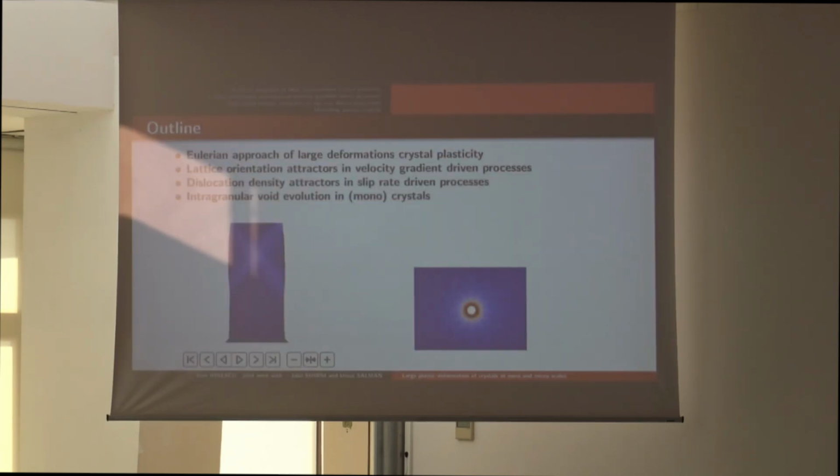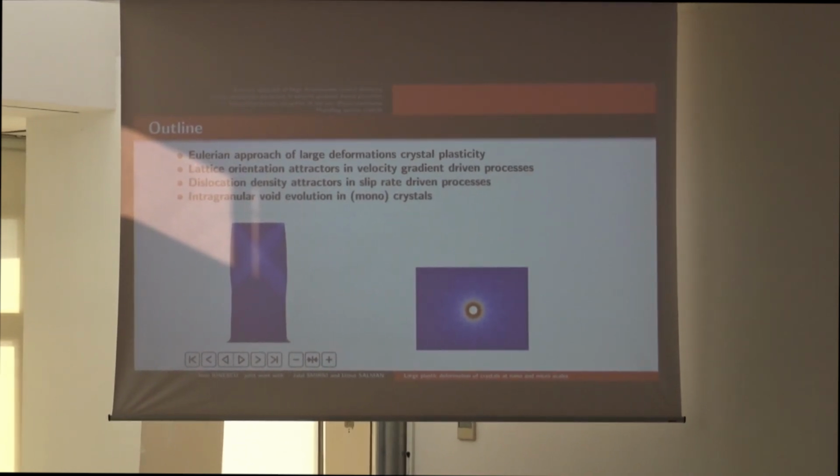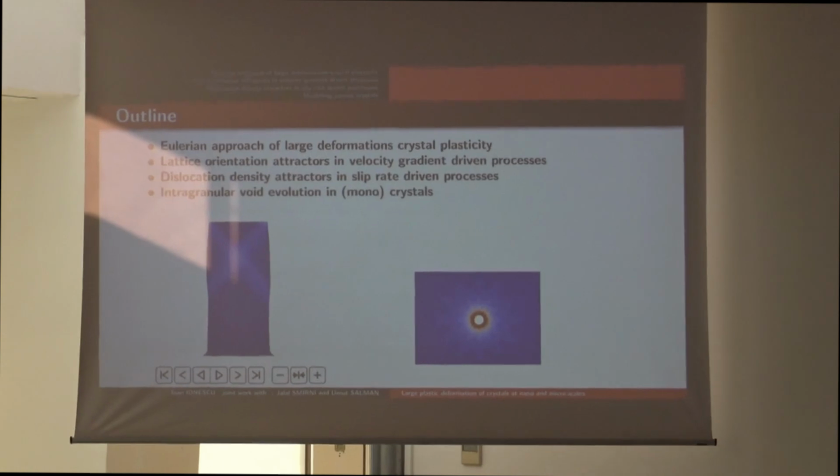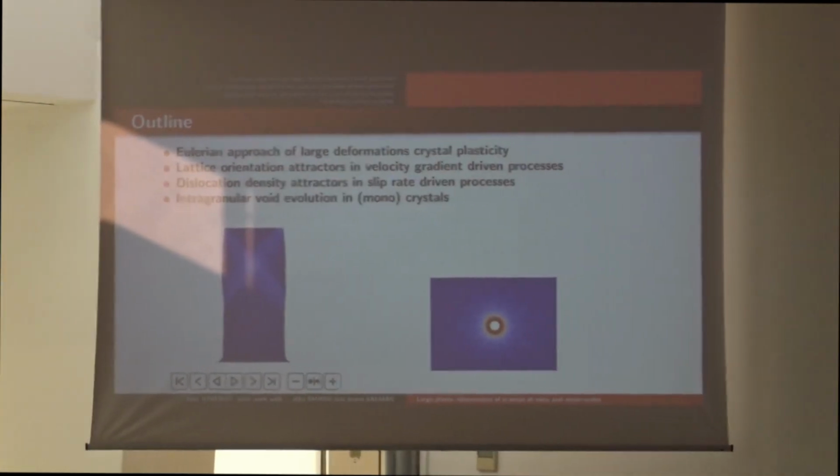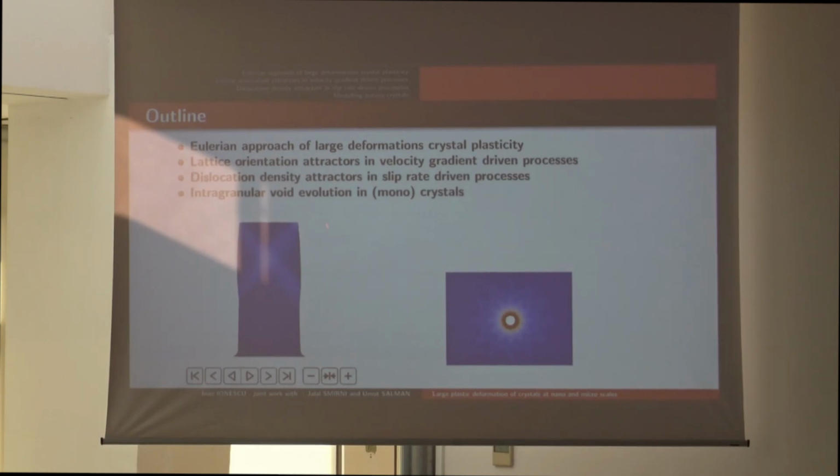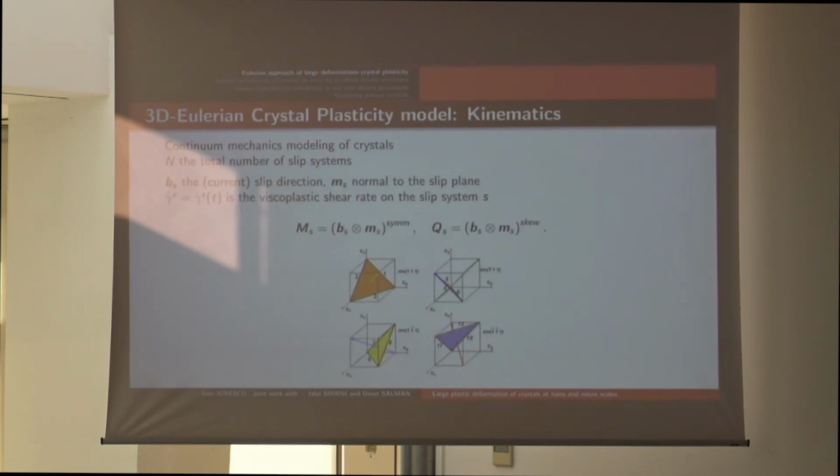The outline of my talk is rather ambitious, maybe I will not be able to do everything. At the beginning I will speak about the Eulerian approach of large deformation of crystal plasticity, to introduce some models. After that, I want to speak about lattice orientation attractors, about dislocation density attractors, and if I have time, also about intragranular void evolution. Now, let's start with this model.